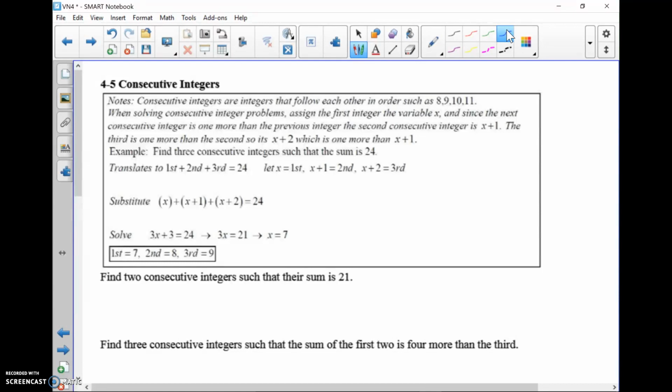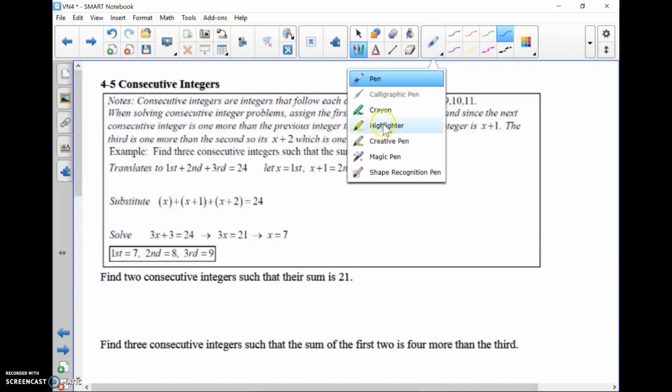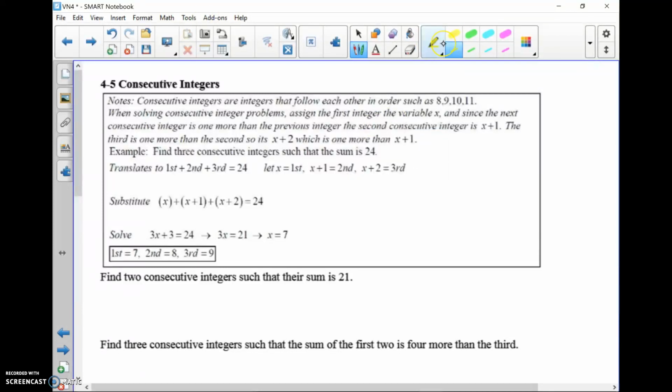But consecutive integers, the notes up here are very valuable and do a good job of explaining what consecutive integers are. Let me go to a thicker highlighter there. Consecutive integers are integers that follow each other in order, such as 8, 9, 10, 11. Consecutive means next one up. When solving consecutive integer problems, we assign the first integer the value of x.